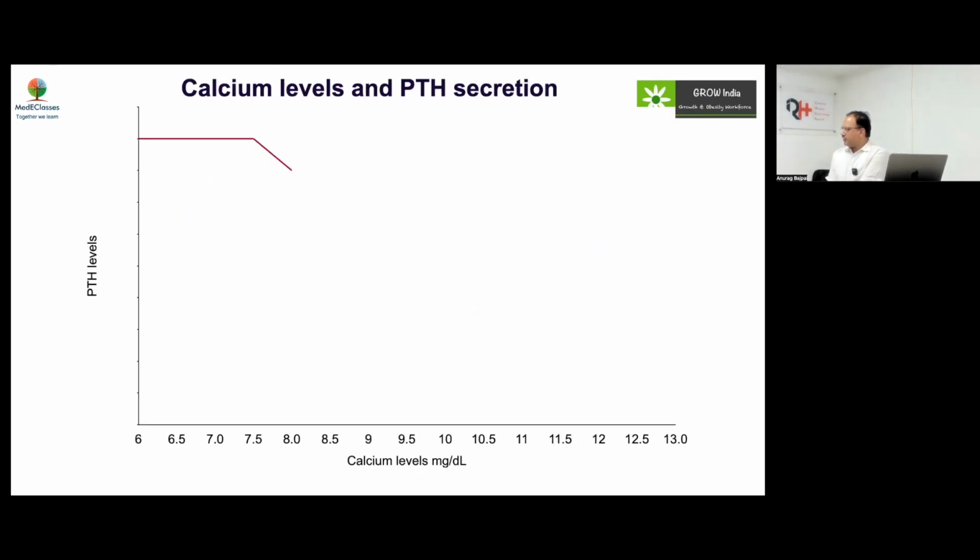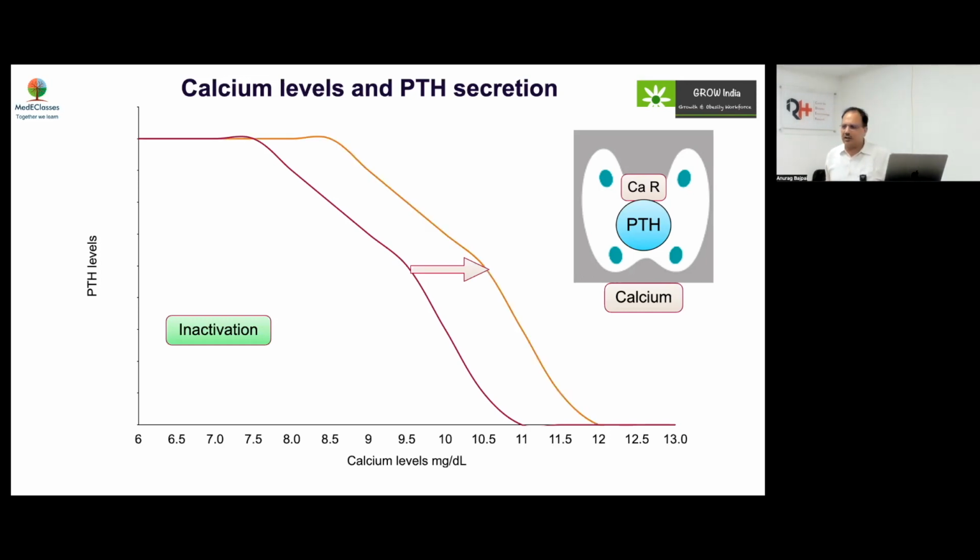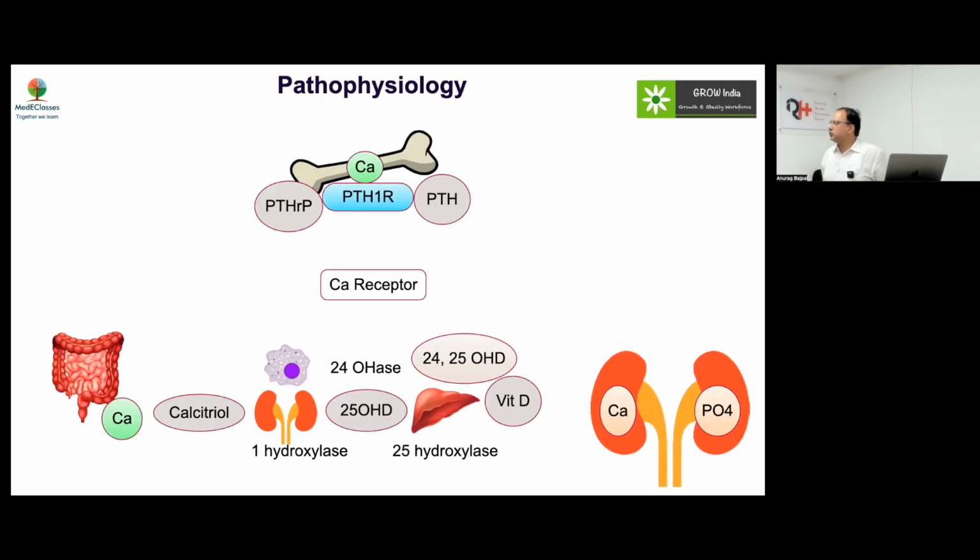And as we have discussed, there is a sigmoidal relationship between the PTH levels and the calcium. So as your calcium levels go up, the PTH level will really go down. Now, in somebody who has a calcium sensing inactivating mutation, this curve is shifted towards the right side. So for every level of calcium, your PTH level will be on the higher side. In a way, the body is not responding to the calcium. You will have hypercalcemia with hypocalciuria.